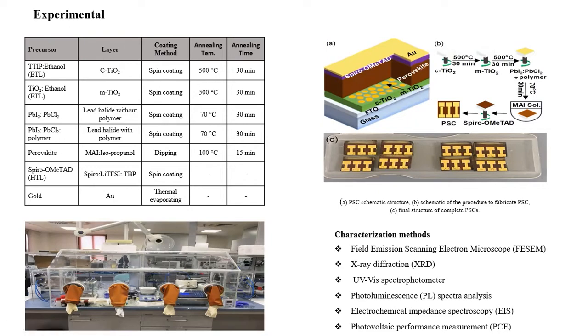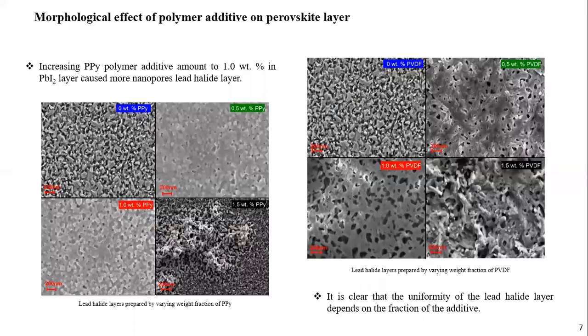FESEM, UV-Vis, XRD, PL, EIS, and photovoltaic performance measurements were done to characterize our perovskite solar cell, and all these measurements were done in ambient atmosphere with high humidity, about 60 to 80%.